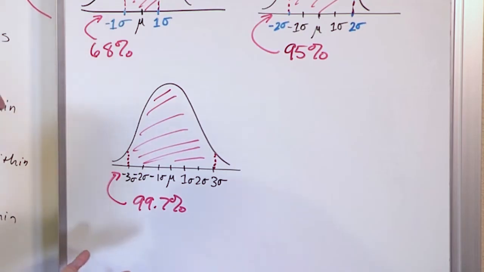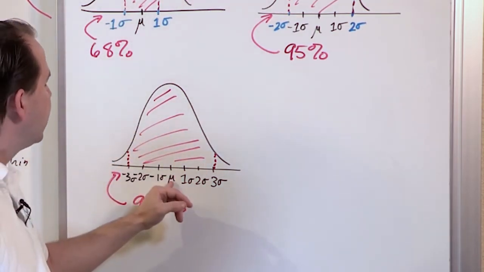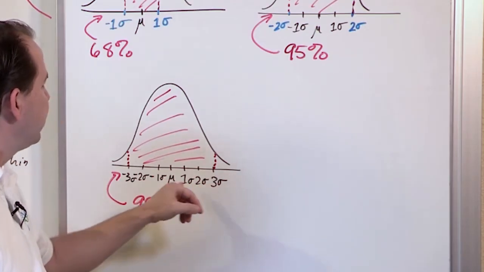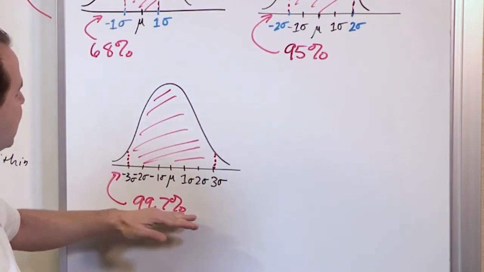So think about it in terms of a classroom. A grade of 50, standard deviation of 10. So I'm going to go 10, 20, 30 points on the plus side, 10, 20, 30 points on the minus side, about my mean.